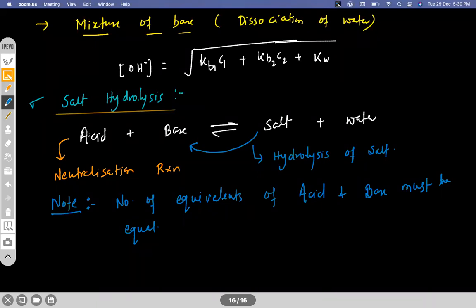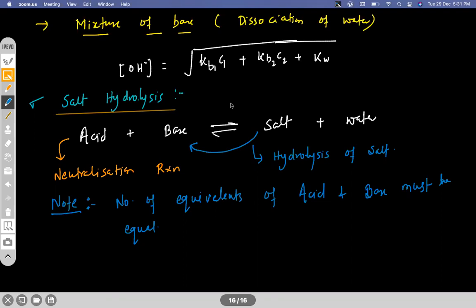But acid and base, when they are reacting, form salt plus water. So if you have a certain amount of salt present with a given acid, it forms a different type of solution. It has a different behavior. What is that solution? What is that behavior? We'll discuss that later.